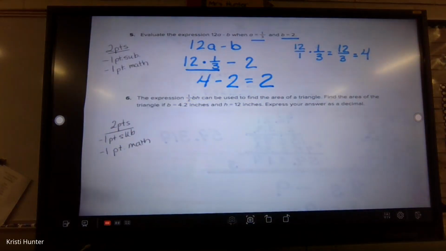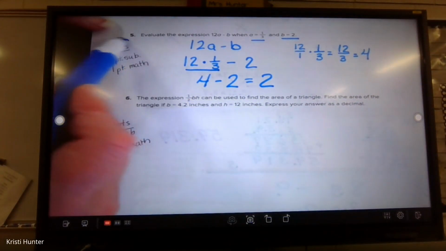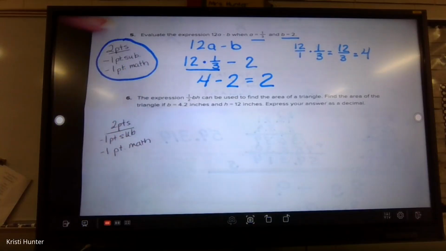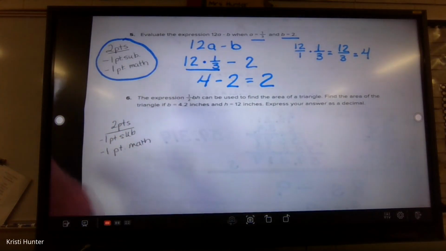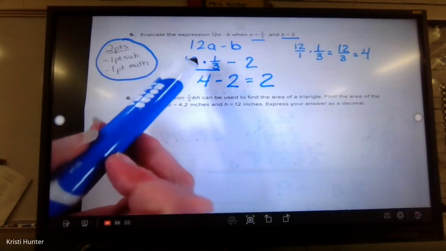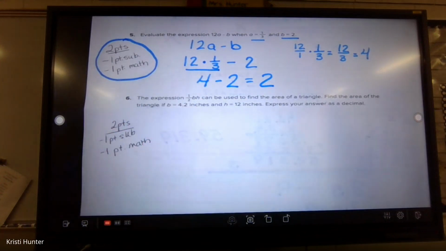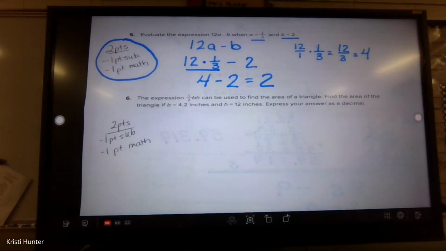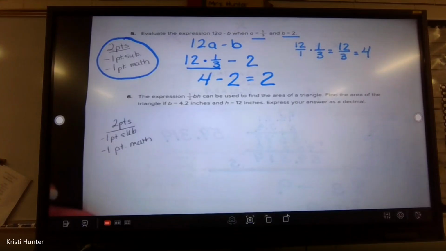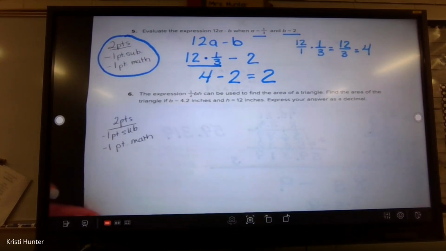This is a 2-point problem. Since we just began algebra, I'm going to give you a point that you know to substitute this in, and that you know this is multiplication when a letter and a number sit side by side. Then I'll give you your second point that you can work out the math correctly. Problem 6 is also a 2-point problem for the same exact reasons.